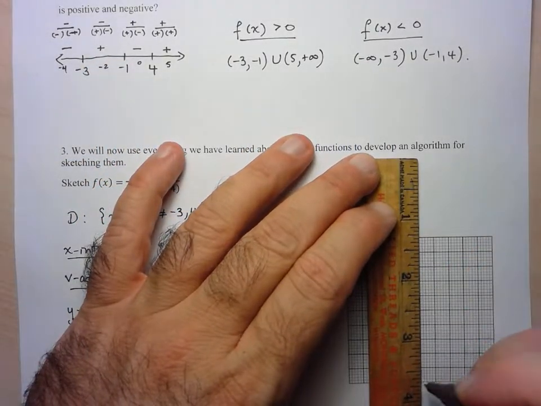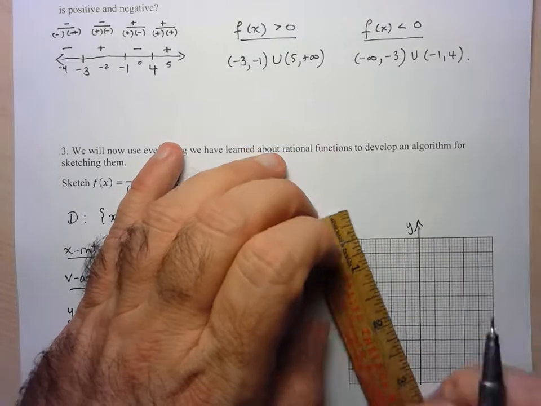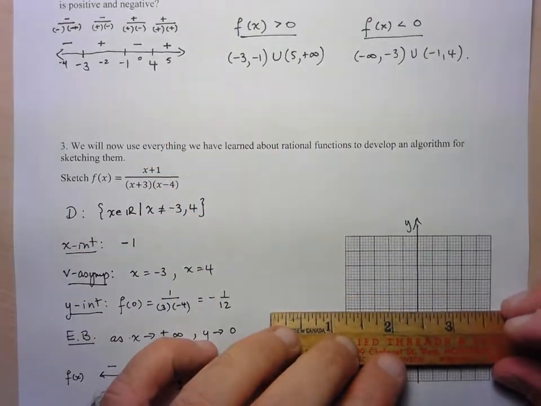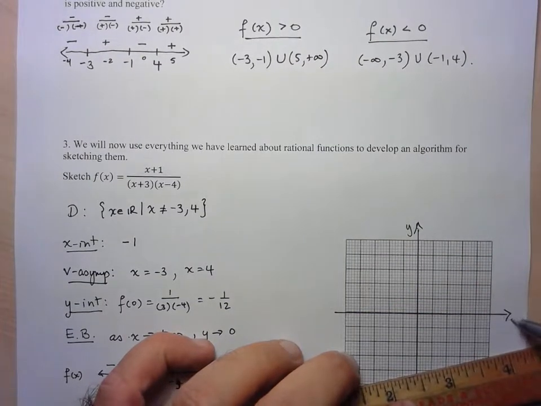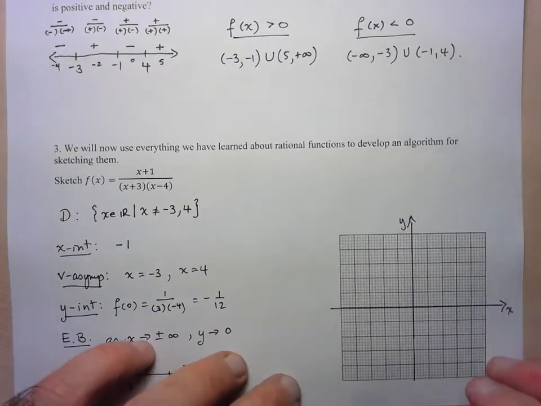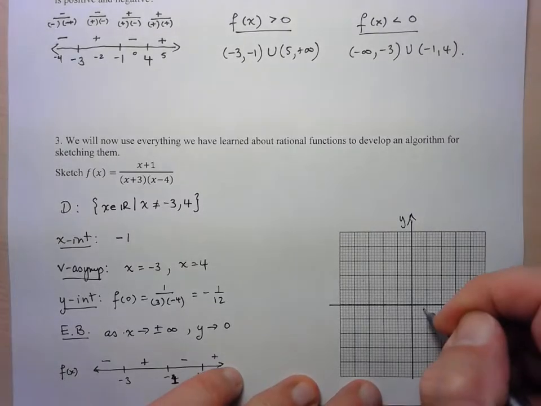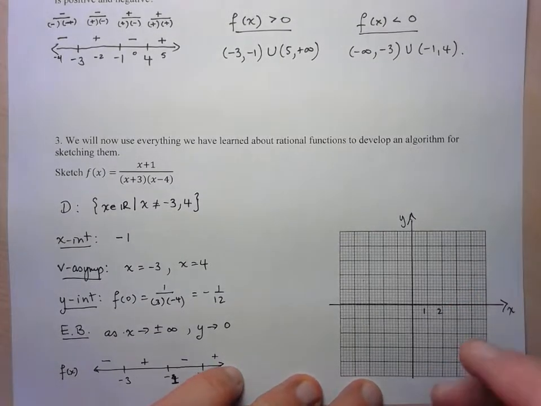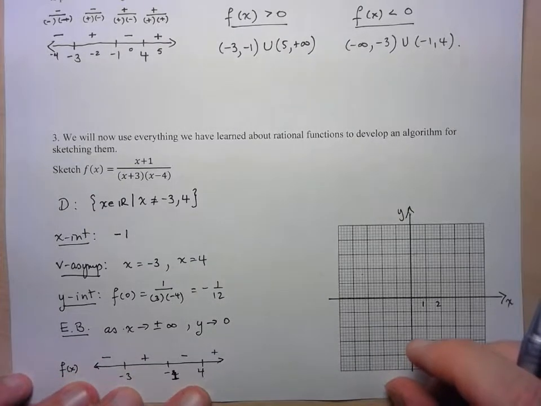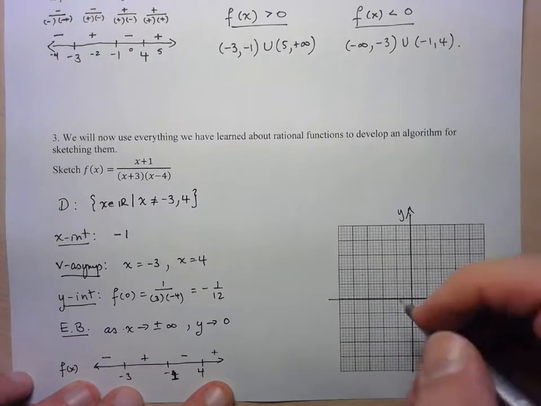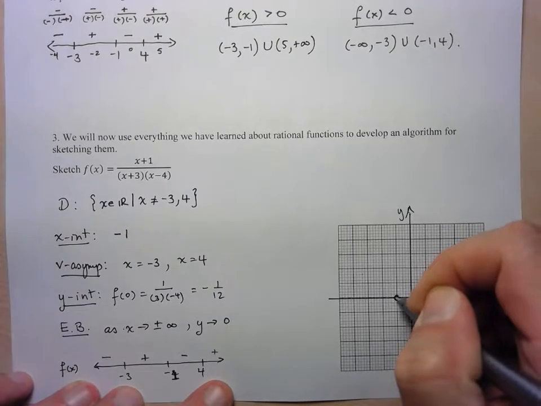So let's get a y-axis, and I'll just put the x-axis right down the middle. There we go. I'll wait for the y-axis, but I know that I want these to go up by 1. And the first thing we should set up is our x-intercept. There's only one of them, so at -1 we have an x-intercept.